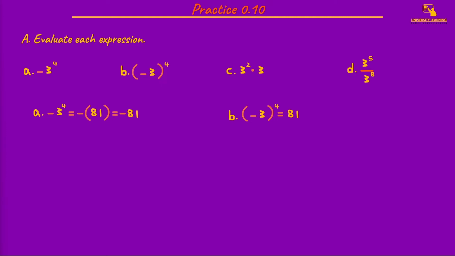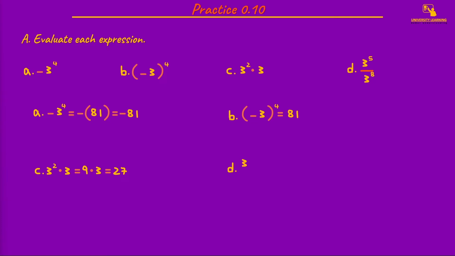Now let's move to point C. We have 3 squared, or 3 to the second, multiplied by 3, which will be equal to 9. 3 multiplied by 3 is 9, and we are going to multiply it by 3 once again, and it will result in 27. Now let's move to point D.